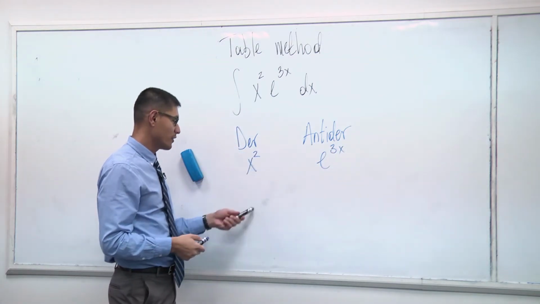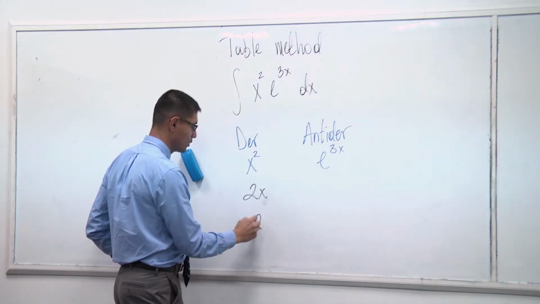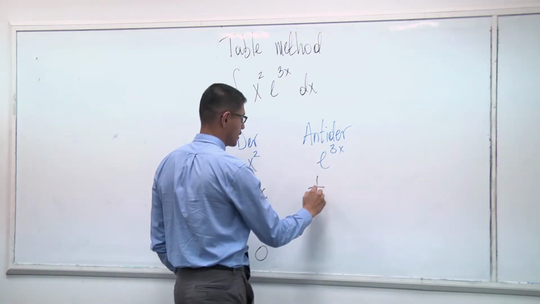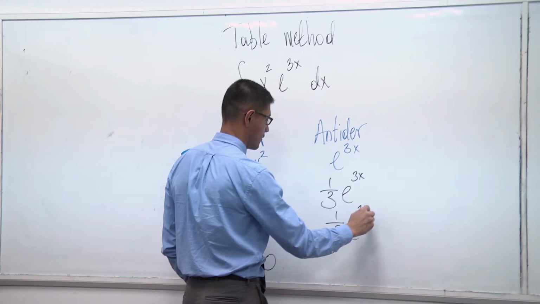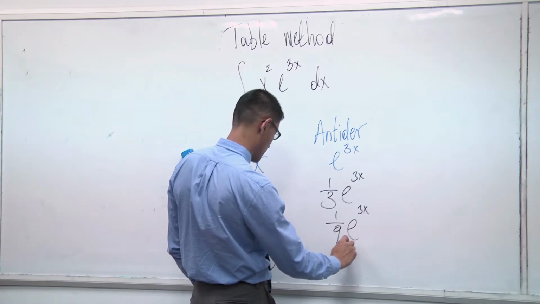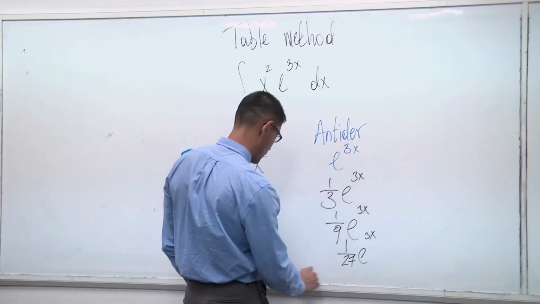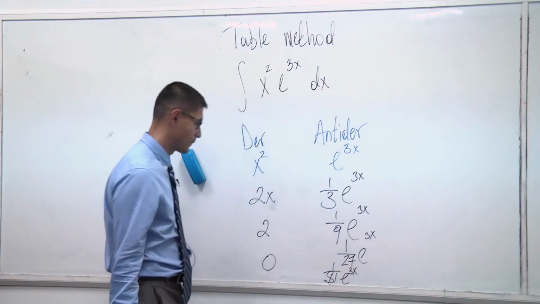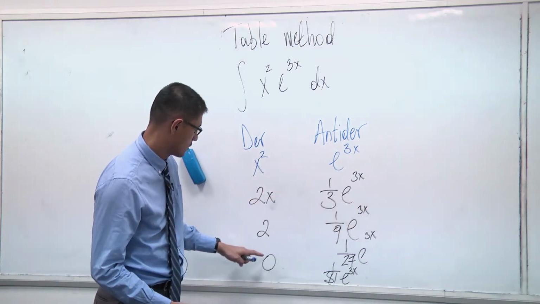And now I'm going to take the derivative on the left-hand side. So x squared gives us 2x, 2x gives us 2, and 2 gives us 0. On the right-hand side, I will do the antiderivative. So I'll get 1 over 3 e to the 3x, 1 over 9 e to the 3x. And so my writing is very big. So 1 over 27 e to the 3x. And then the one that corresponds to 0 would be 1 over 81 e to the 3x.